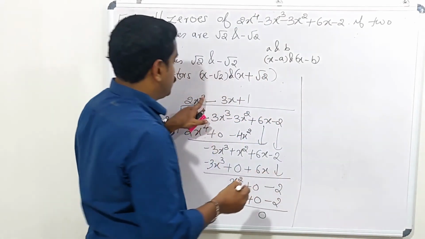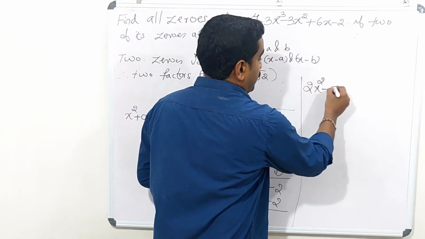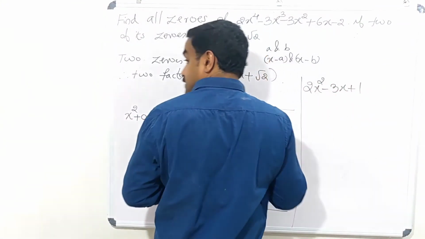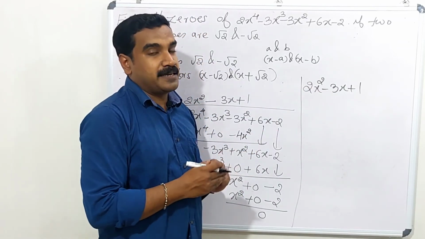Now this is the quotient: 2x square minus 3x plus 1 is the quotient. Split the middle term. How can we split the middle term?